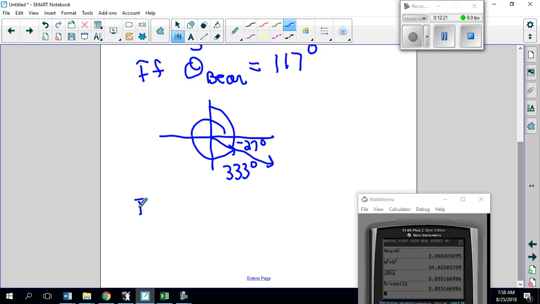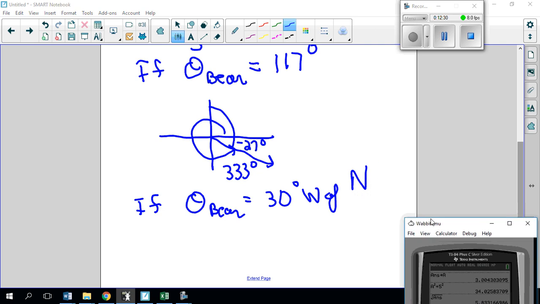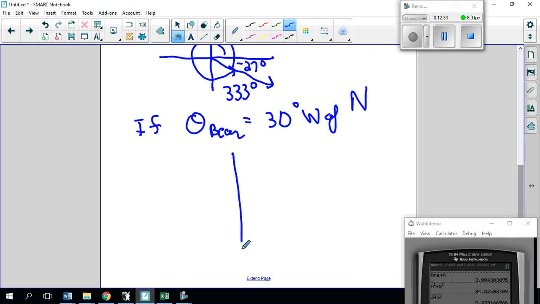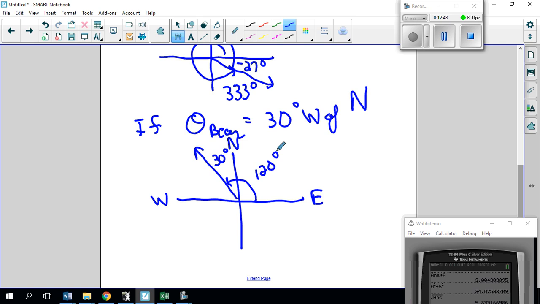If theta bear is 30 degrees west of north, well, you're here, and this is east, and this is west, and you're off the north. They're saying turn 30 degrees to the west. Now, we know we're really at 120 degrees in math realm. So theta bear, 30 degrees west of north, is 120 degrees in math land.